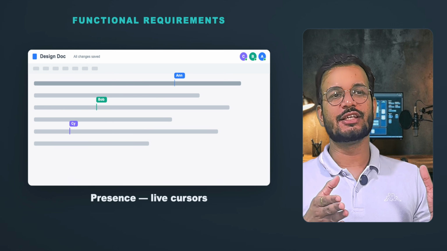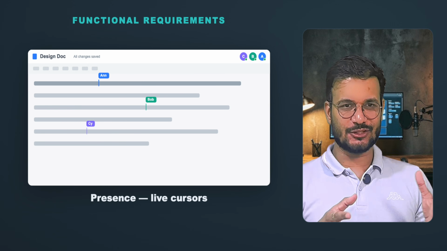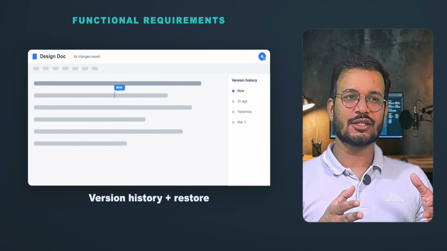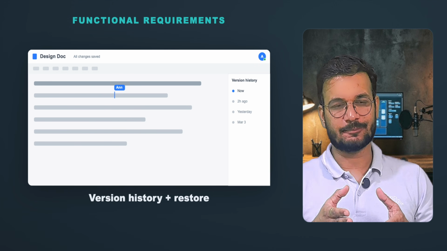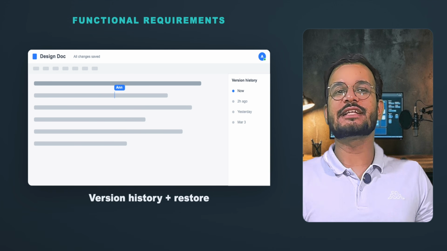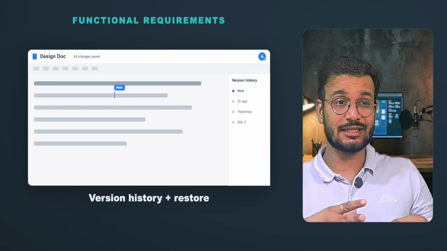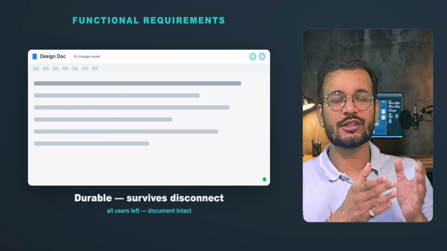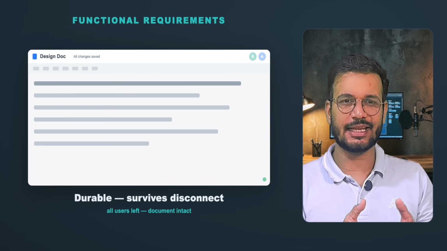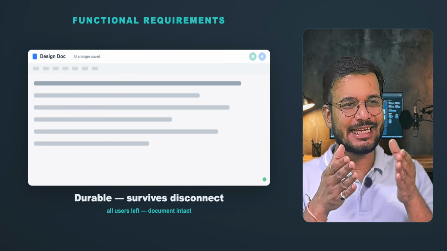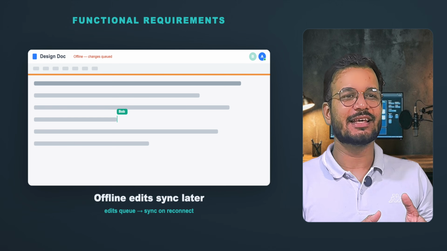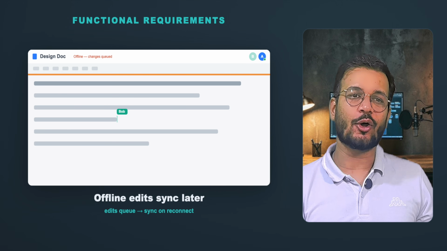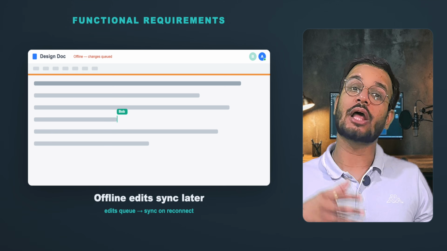The third is users can see each other's cursors and selections, the presence awareness. The fourth is the document has a version history. Users can view and restore previous versions as well. The fifth one is the document persists. If all the users disconnect and reconnect later, the document is intact. And the sixth is users can work offline. When they reconnect, their offline edits can sync without data loss.